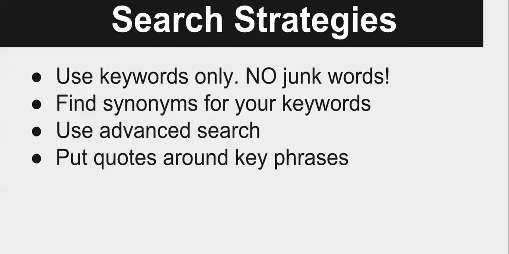Now, before we start doing our search in our database, let's think about the strategies that we'll be using. First, we're going to use keywords only. Don't use any of those junk words that we talked about. Sometimes the keywords that you pick are not the keywords that are most commonly found in scientific articles. So sometimes we need to find synonyms, those are like words, for our keywords. We might need to use advanced search techniques, and I'll show you how we use those in just a moment. And the last strategy that we're going to use is putting quotes around key phrases, and I'll show you how these work in just a moment.